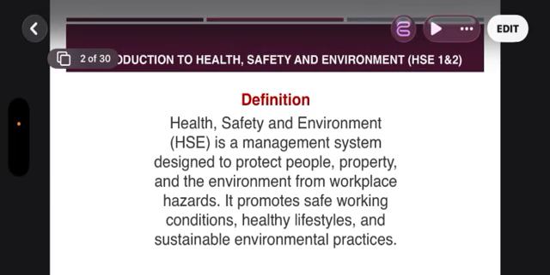So health, safety, and environment by itself is composed of three words: health, safety, and environment. In some other forms, it's called health, safety, security, and environment, HSSE. But we are going to limit ourselves in this class to HSE, which is the management system. That means it's a systemic order that is geared towards protection of people, properties, protection of assets, protection of environment.